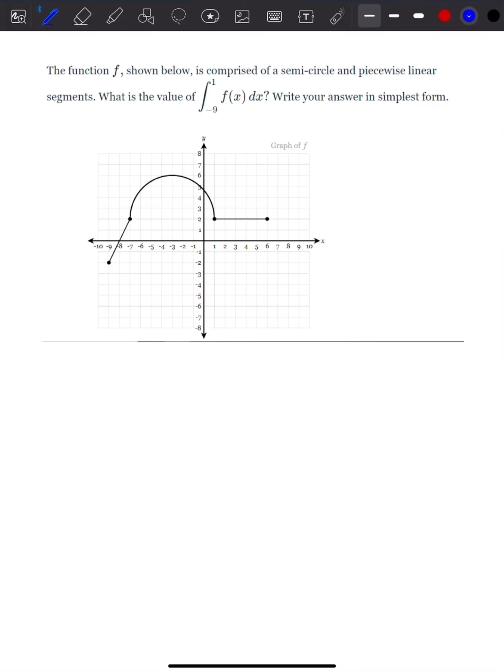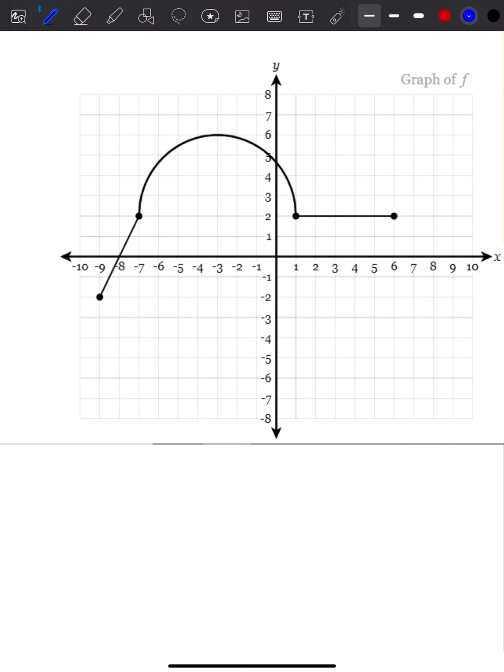So now we're going to look at this problem right here. The function f shown below is comprised of a semicircle and piecewise linear segments. We want to find the value of the integral from -9 to 1 of f of x dx. So just looking at this, one of the things that I'm going to notice is how this is broken up, even without looking at the interval we're looking at.